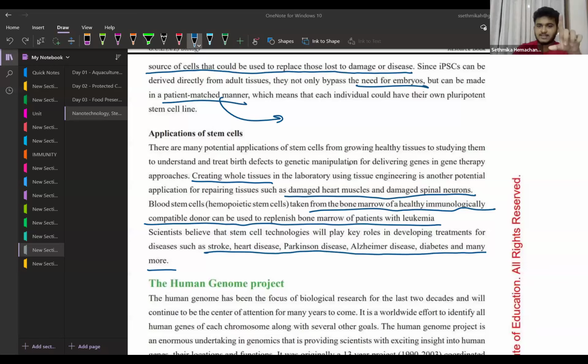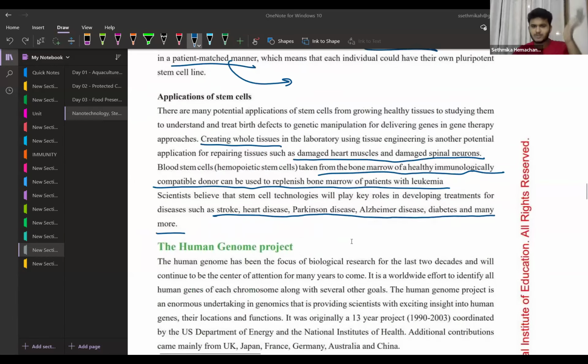I don't remember exactly how Parkinson's disease and Alzheimer's disease are caused. Anyway, it affects your neurons in the brain, right? It's due to damage to your brain. So what happens is those damages can be replaced by these stem cells, right? Then Parkinson's disease and Alzheimer's disease can be treated.